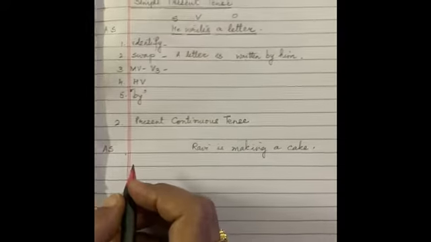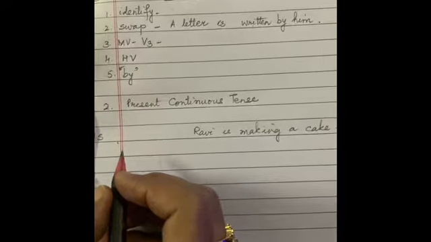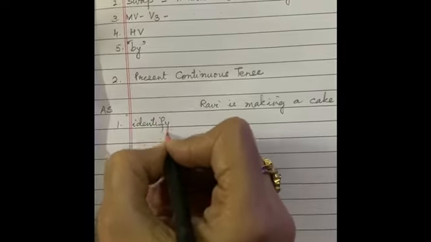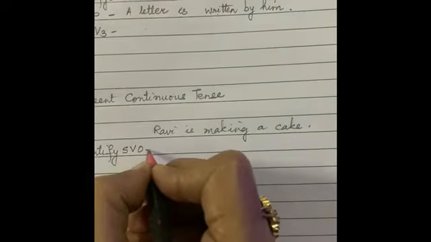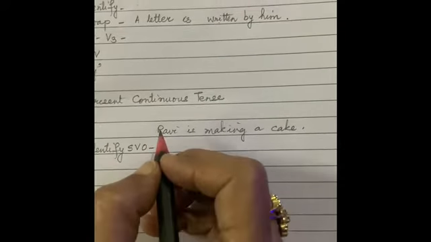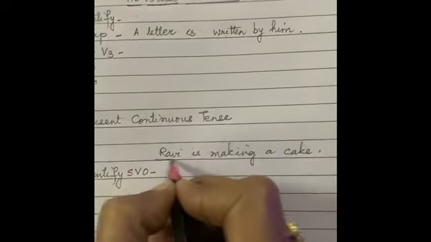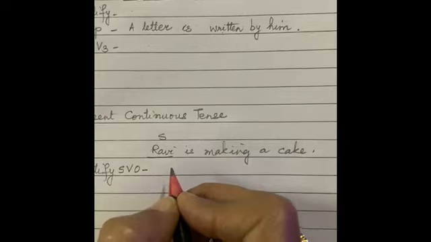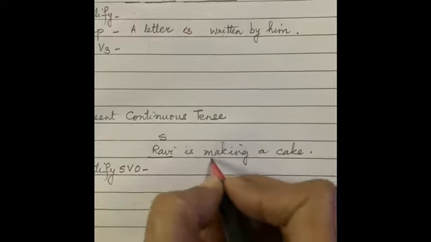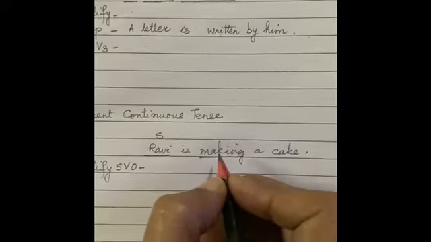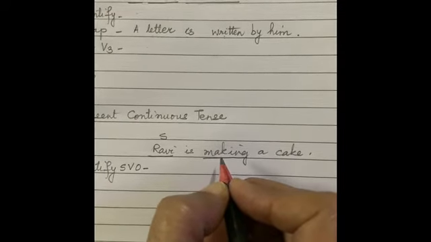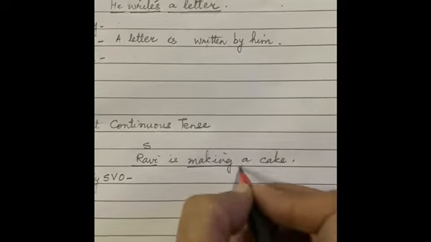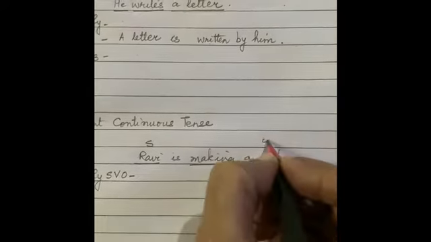So, step 1 is to identify subject, object and main verb. SVO, isn't it? Okay. So, who is performing an action here? It is Ravi. So, Ravi is the subject. And what is the action performed? It is of making. So, make is the main verb. And now, what is at the receiving end? It is a cake. So, it is an object.